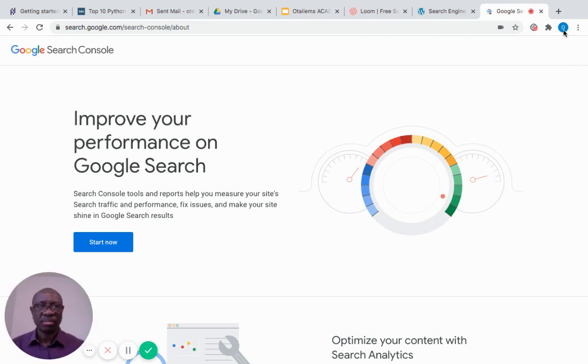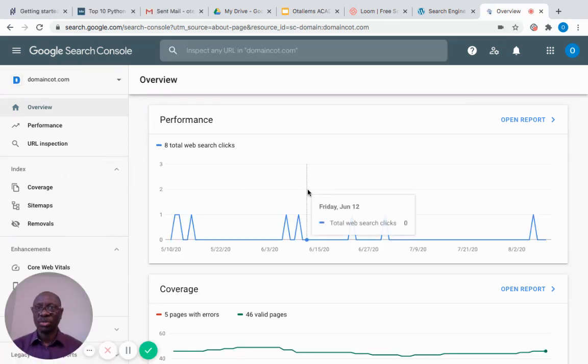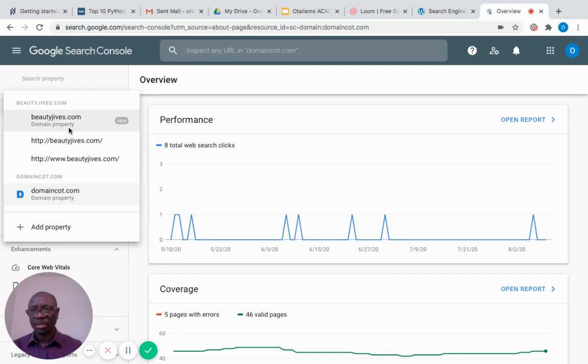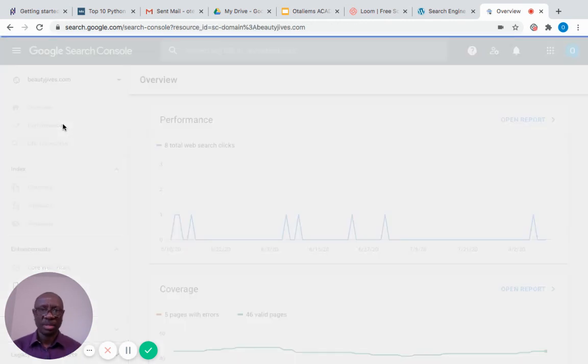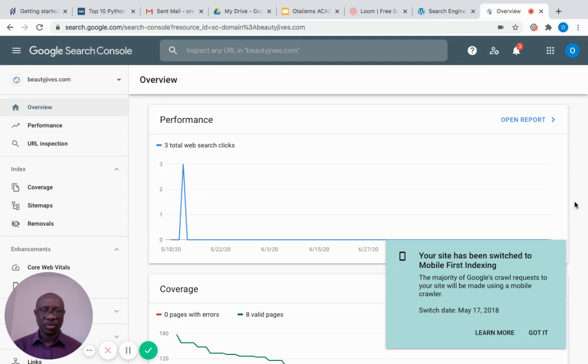Let's start here. I'm going to check the website. This is how the Google Console looks. That's why it is important for every website owner or blogger to use it. This website is not actually live now. It is undergoing maintenance, so it's been shut off from the internet. But it just popped in that your site has been switched to mobile indexing. Thank you, I appreciate that.